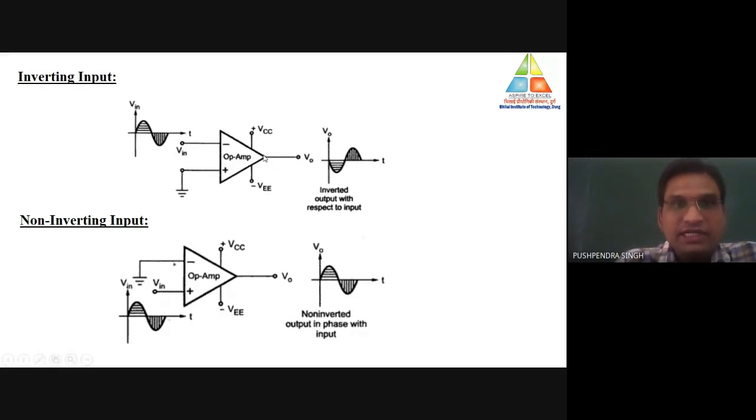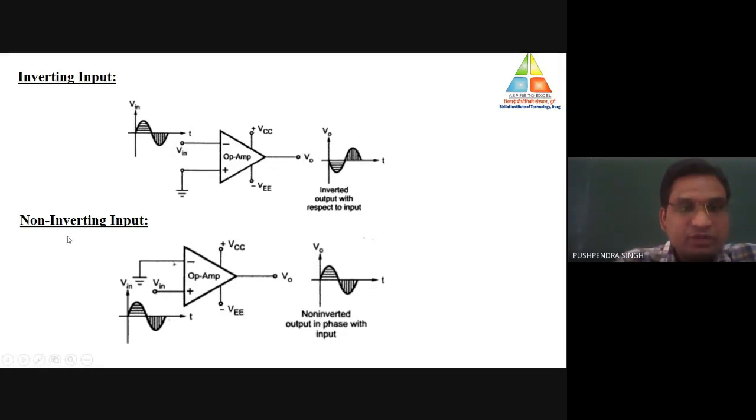And V0 is connected at pin number 6. You can see from the waveform, in case of inverting input, we get just the inverted output at the output side, which shows that there is a phase shift of 180 degrees between input and output.